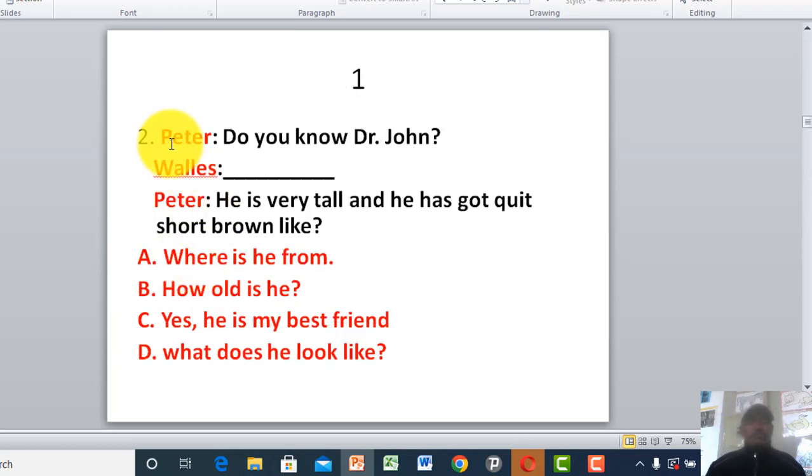Question number 2. There is a conversation between Peter and Wallace. Peter asks, "Do you know Dr. John?" Look here. What is the response of Wallace? "No. He is very tall and he has got quite short brown hair."